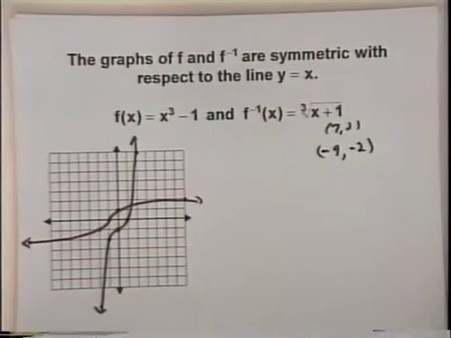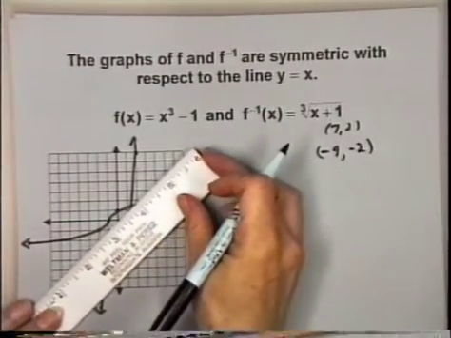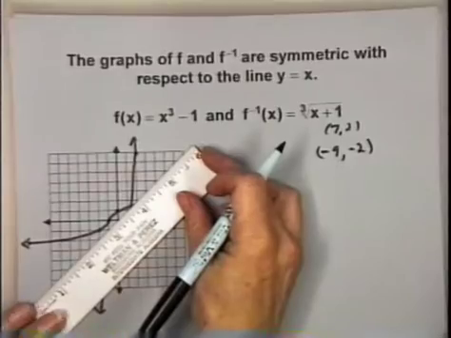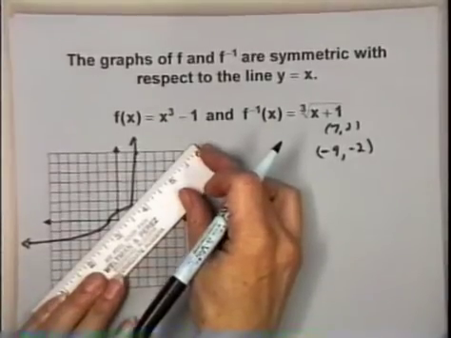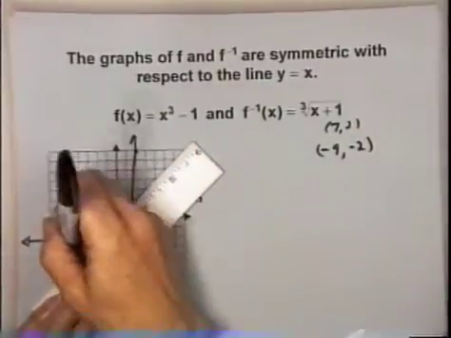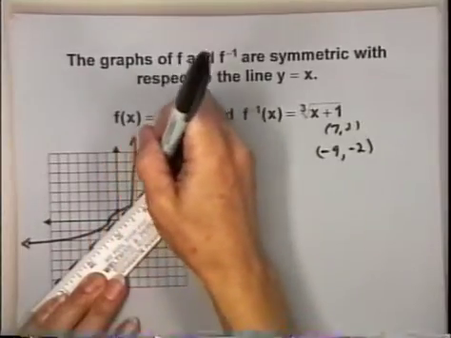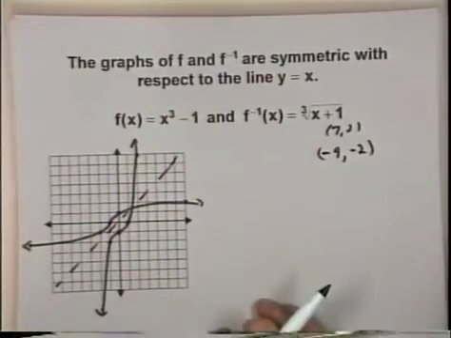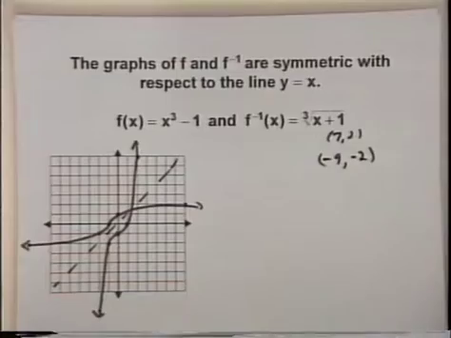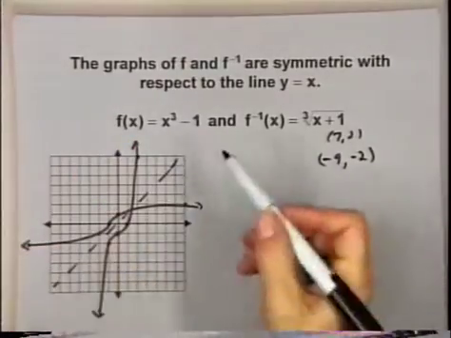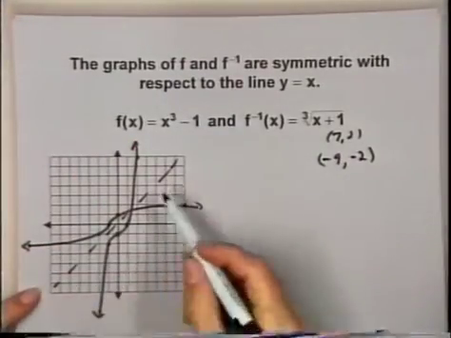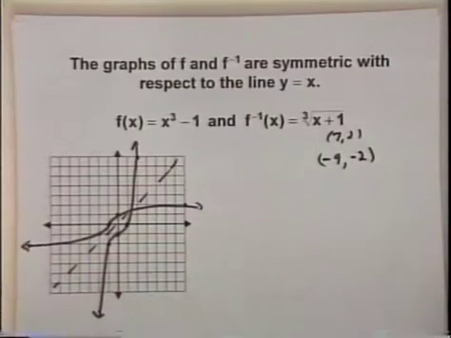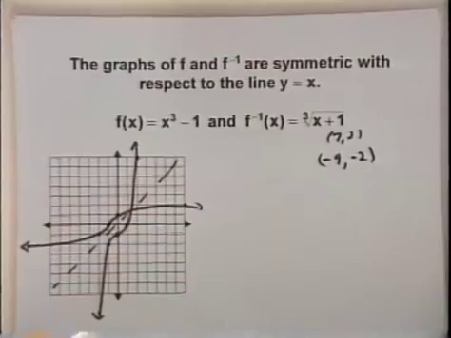Now, what I want to show you, recall that y equals x is just our line through 0, 0, 1, 1, 2, 2, and so forth. I'm going to dot that little line in here. And if you notice with that line dotted in there, if you were to fold your paper on that y equals x line, do you see that these two graphs would coincide? Do you see the symmetry that we have with respect to that y equals x line?